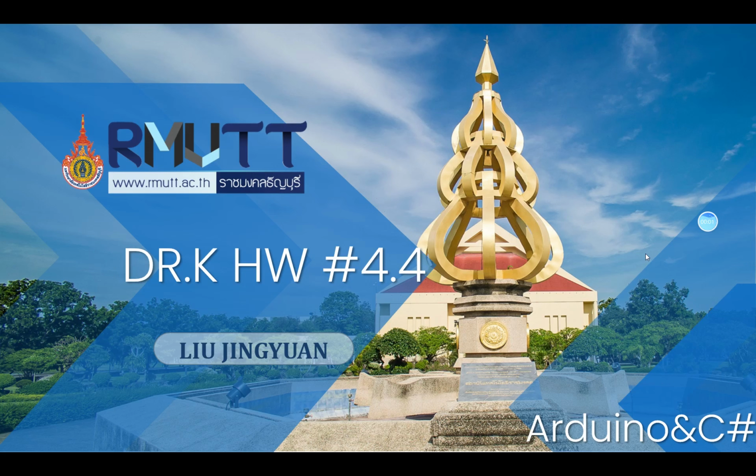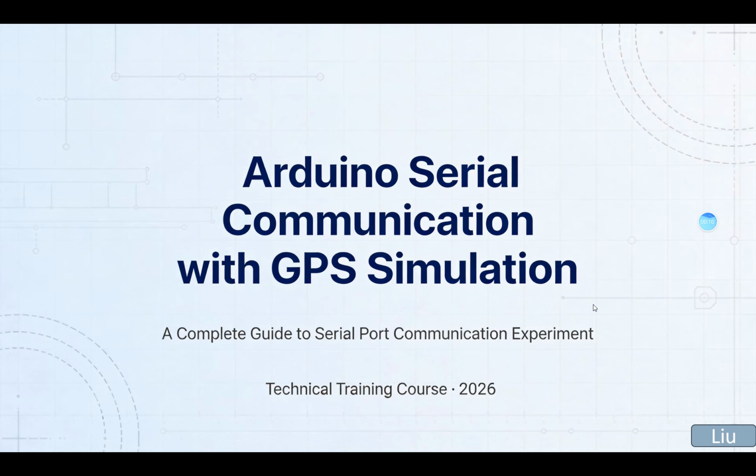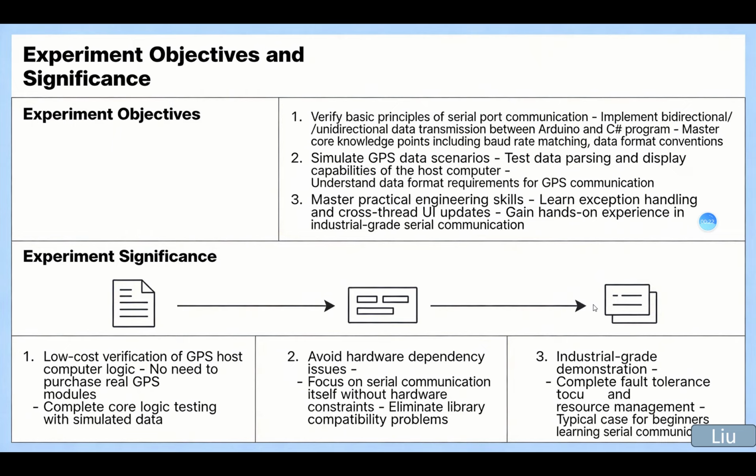Okay, and today I will show you my homework, chapter 4.4. It's about Arduino and C Sharp. The topic of this research is Arduino serial communication with GPS simulation, and it's a complete guide to serial port communication experiment. Firstly, you can see the experiment objective and significance.